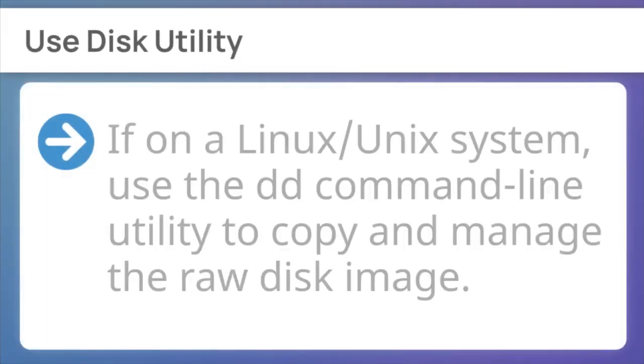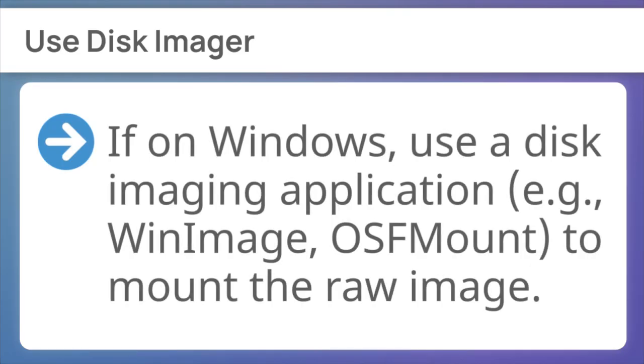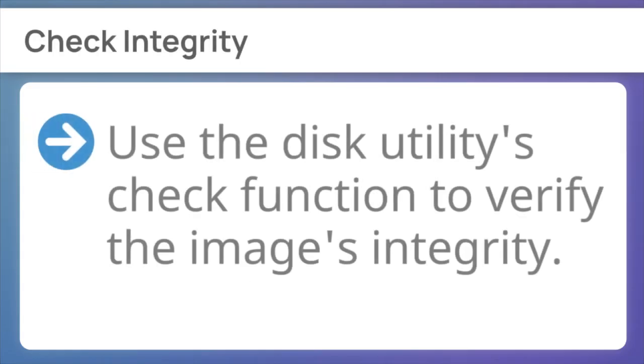First, use Disk Utility. If on a Linux Unix system, use the DD command line utility to copy and manage the raw disk image. Next, use Disk Imager. If on Windows, use a disk imaging application, e.g. WinImage, OSFMount, to mount the raw image. Finally, check integrity. Use the Disk Utilities check function to verify the image's integrity.